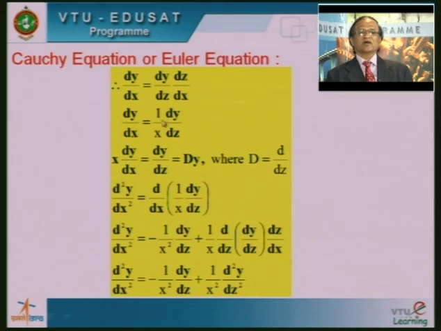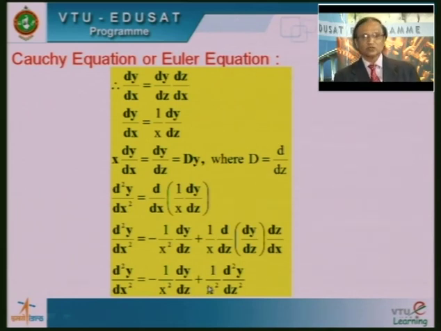Here I have obtained the value of dz by dx. dz by dx is 1 upon x. Here also dz by dx is there. I am going to replace this by 1 upon x. So, 1 upon x into 1 upon x is 1 upon x square. d by dz of dy by dz means d square y upon dz square. So, you observe 1 by x square, 1 by x square. I will take out 1 upon x square and I will cross multiply.